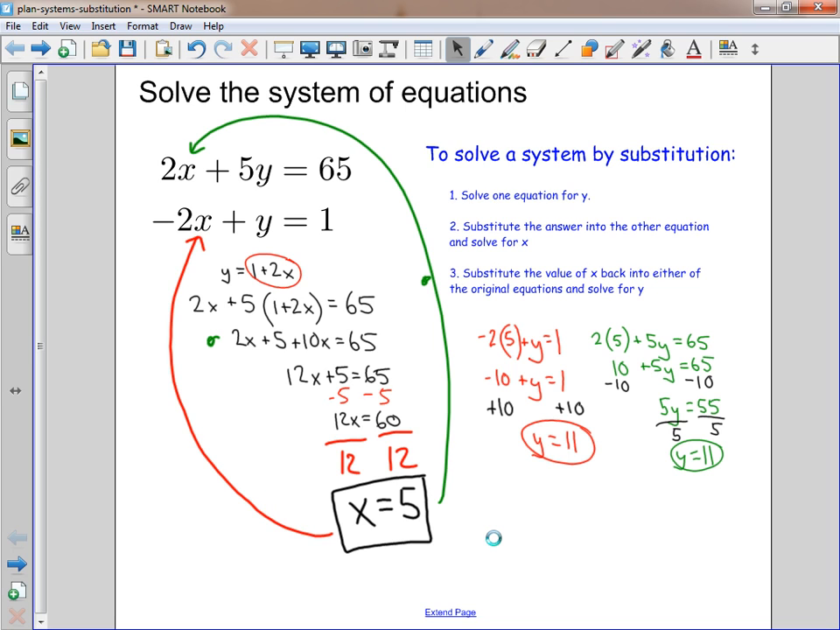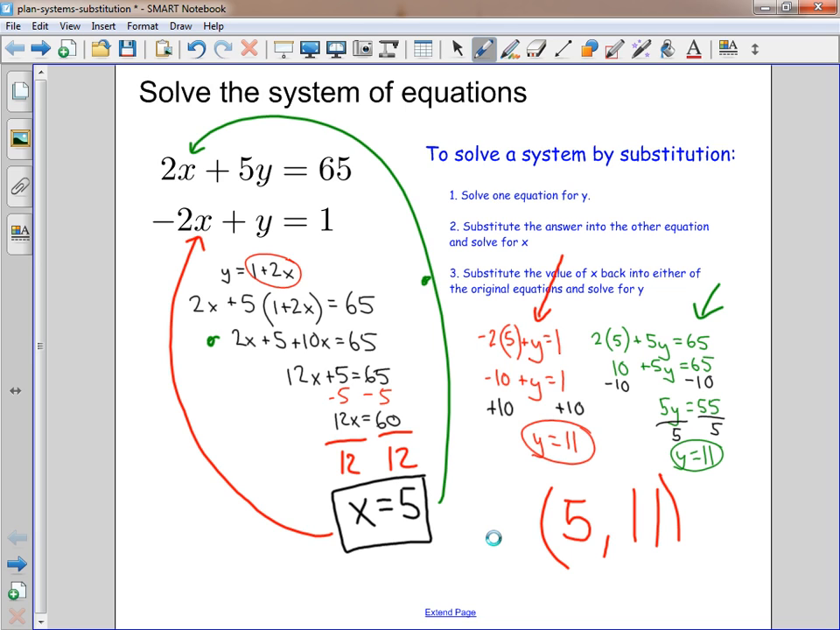Substituting 5 for x in the first equation gave me y equals 11. I checked my answer by substituting x equals 5 into the second equation, and again I found y equals 11. So I know I've solved the system correctly, and I'll write my answer as an ordered pair, (5, 11). If we graphed this system of equations, the two lines would intersect at the point (5, 11).